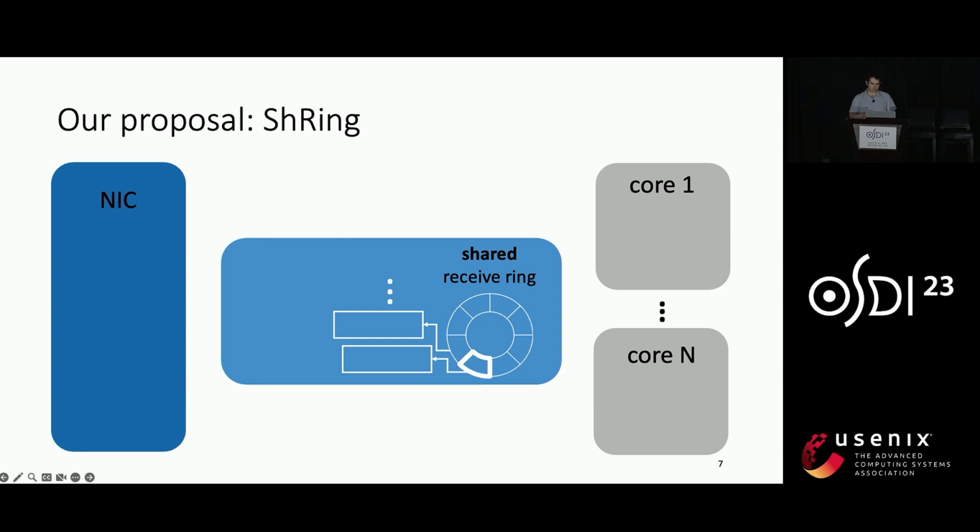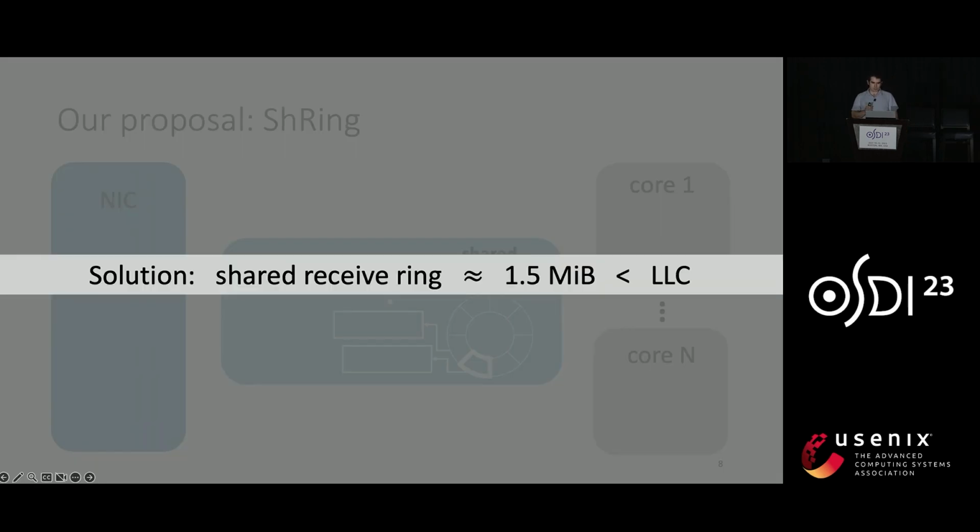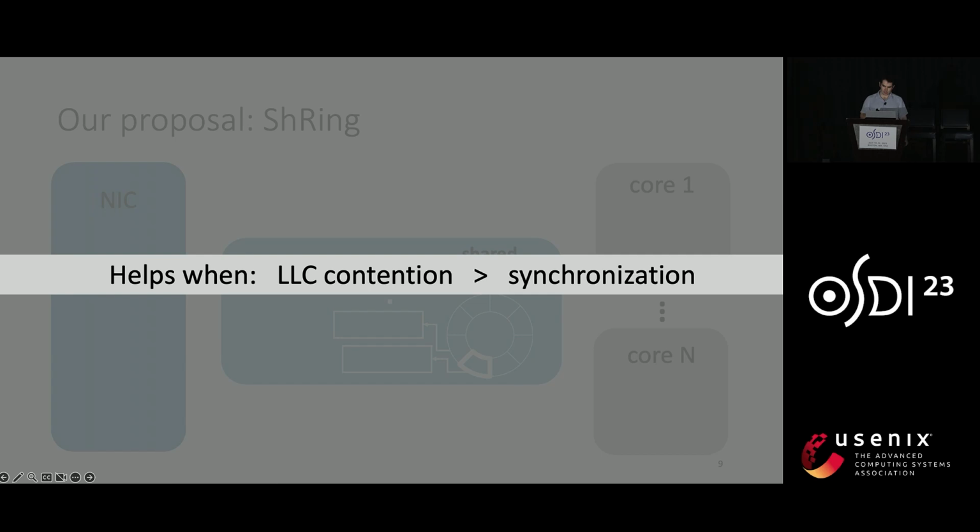In this work, we propose to replace per core receive links with a shared receive link, which we call Schlink. With Schlink, the working set is only 1.5 megabytes, which fits in the last level cache. Schlink helps applications when the impact of LLC contention caused by I/O outweighs the overhead of synchronization on the shared link.